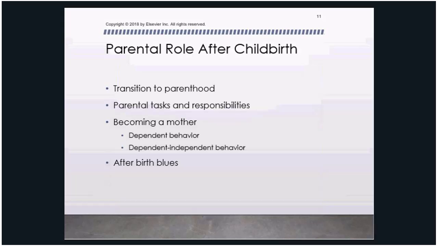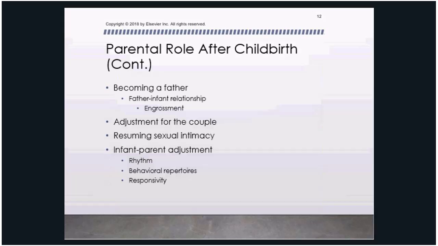Parental role after childbirth: the transition to parenthood, the parental tasks and responsibilities, becoming a mother, dependent behavior, independent behavior, and after birth blues. Be careful about the change in hormones, which can cause some depression or baby blues, so you want to make sure you know when to seek help.